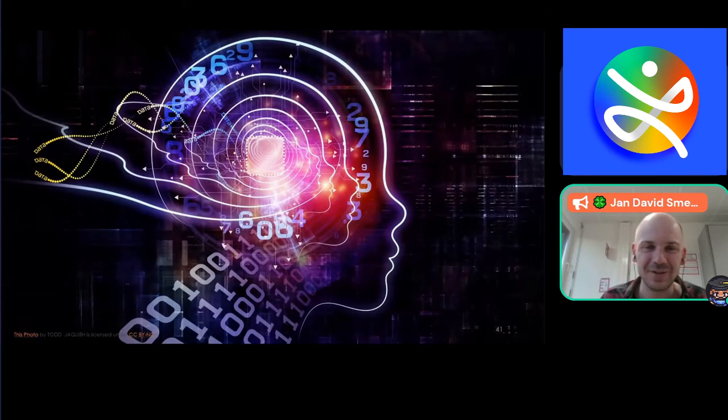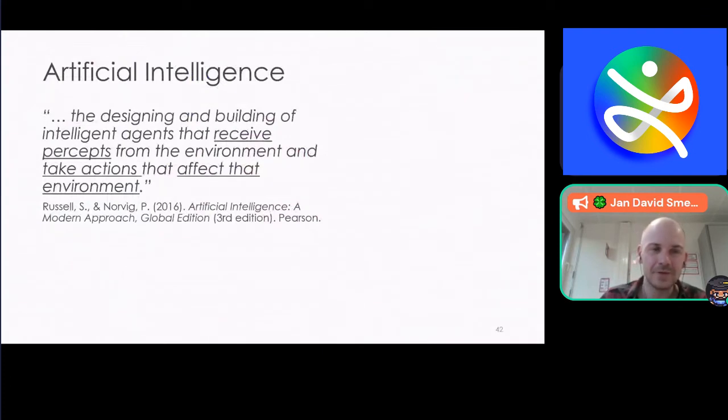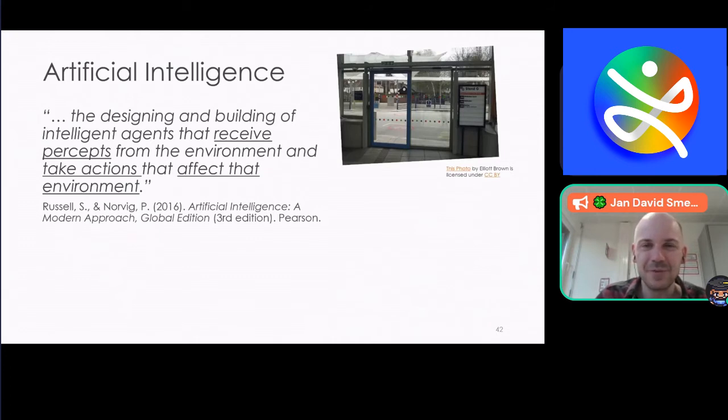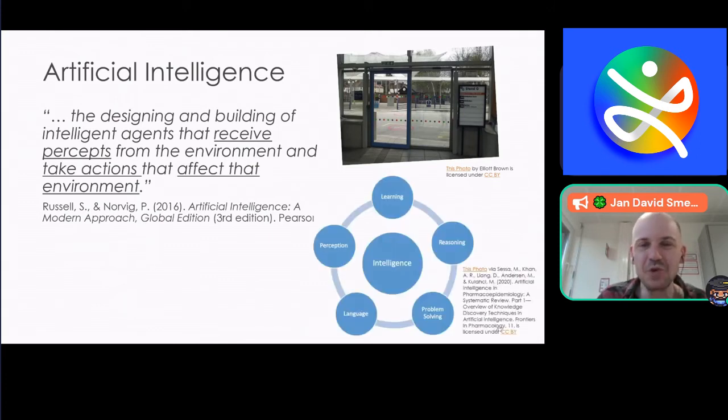And then for artificial intelligence itself, there's Russell and Norvig's definition: the designing and building of intelligent agents that receive percepts from the environment and take actions that affect that environment. Interesting take, as always, with definitions. They are tricky. I mean, if you wanted to be radical, you could argue that an automatic door fulfills this definition of artificial intelligence. So clearly some more nuanced notion of intelligence is necessary, maybe around properties and capabilities such as learning, reasoning, problem solving. We can consider language, and also detail what perception means a little bit more than just saying percepts.